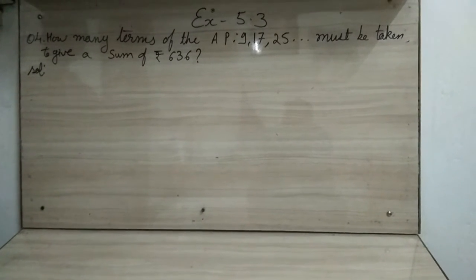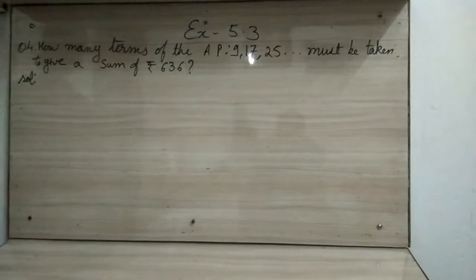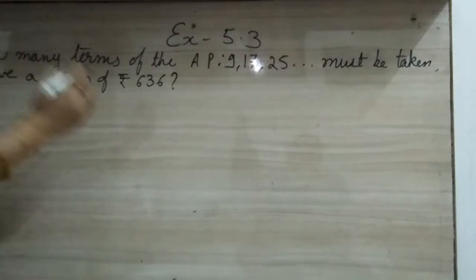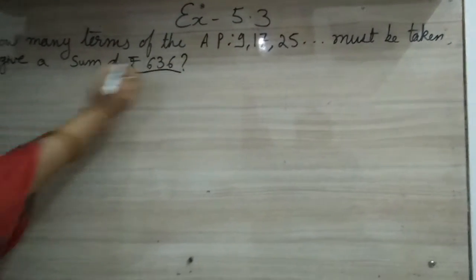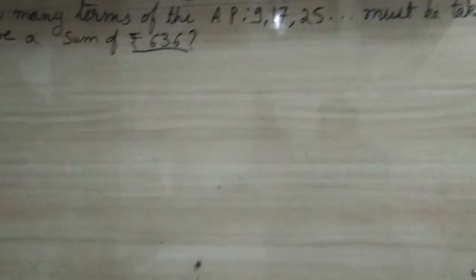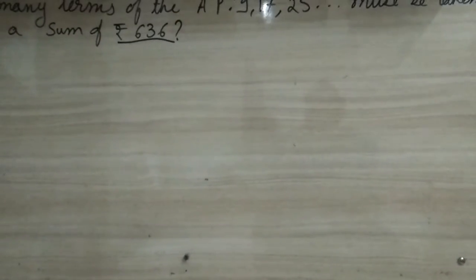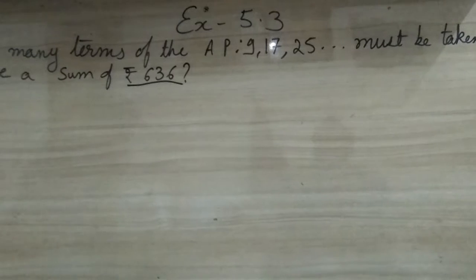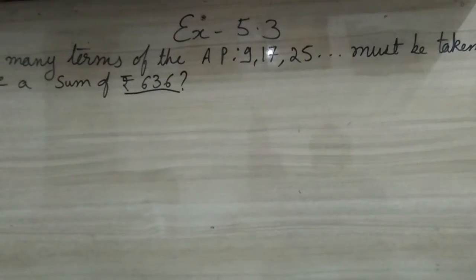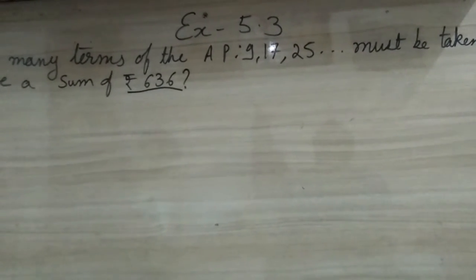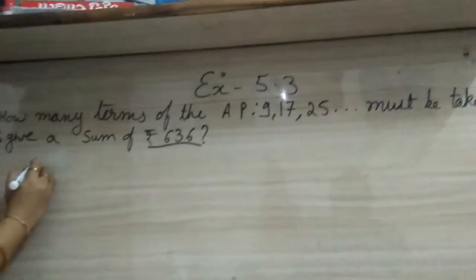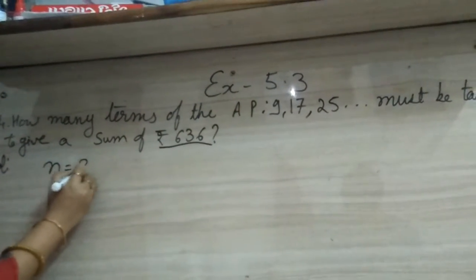Okay, student. In question number 4, they are asking how many terms of the AP must be taken to give a sum of 636. So in this question, we have to find n, the number of terms. We have to find n.